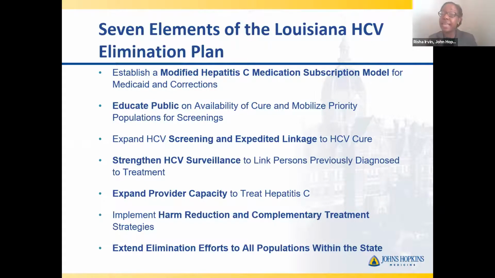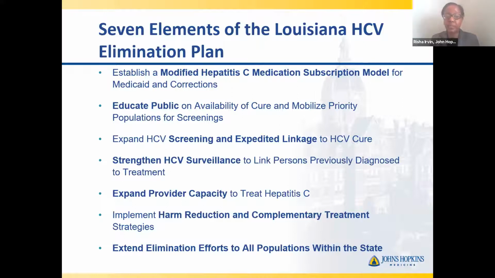They also wanted to strengthen HCV surveillance to link persons previously diagnosed to treatment. They had a waiting list of people within the correctional system who had been waiting on hepatitis C treatment due to fibrosis restrictions and funding issues. And so those people were prioritized for treatment. They also wanted to expand provider capacity. This was done in Medicaid by trying to train more clinicians to treat hepatitis C and coming up with a standard algorithm, and also adopting that within corrections as well, and using telemedicine as a vehicle as well.